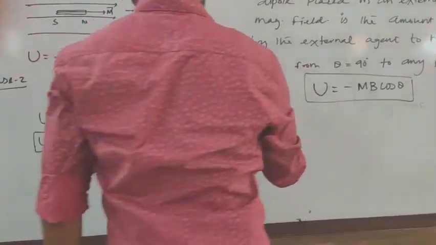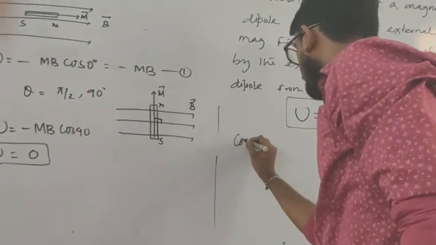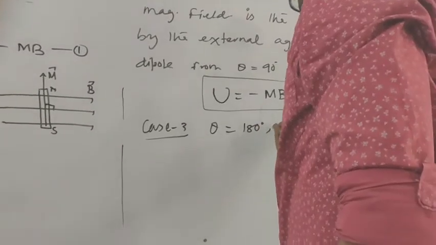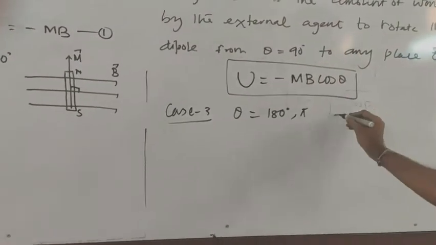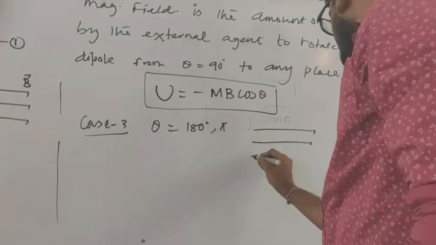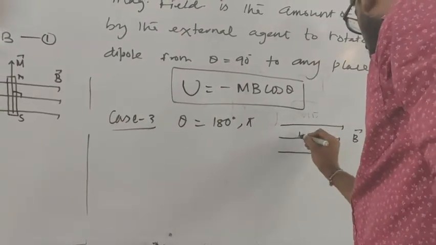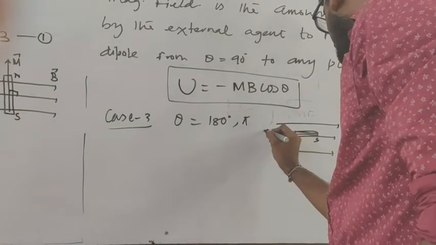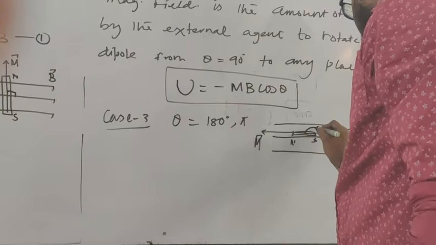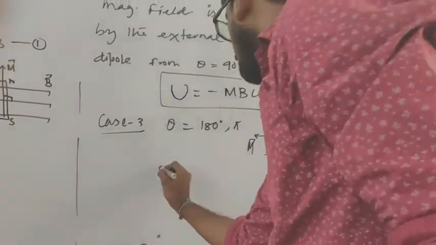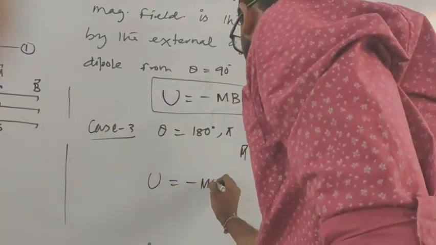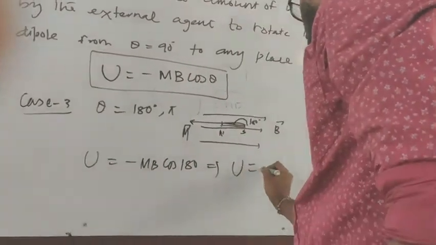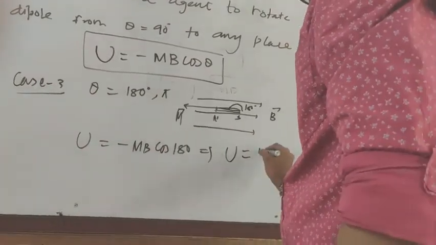Similarly, case 3, when theta equal to 180 or pi, that means the angle between external magnetic field strength B and the dipole moment, let it be south and north, the dipole moment will be along this direction M, is 180 degree. So here the potential energy how much? Minus MB cos 180. This implies U equal to minus MB cos 180 will be minus 1, it will become MB.